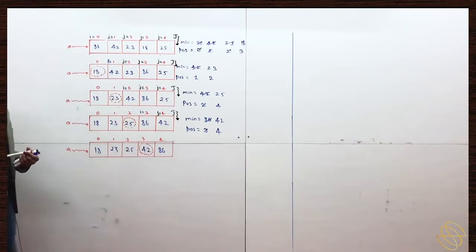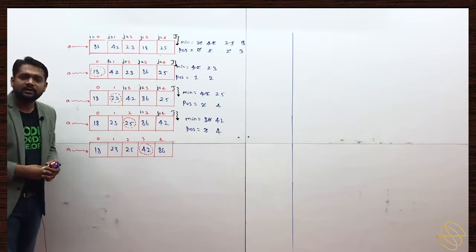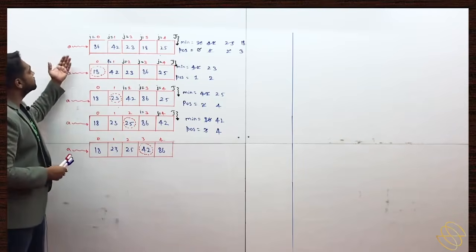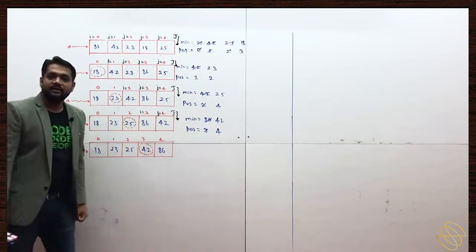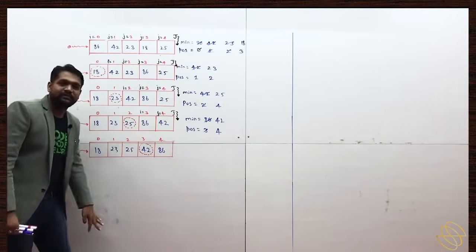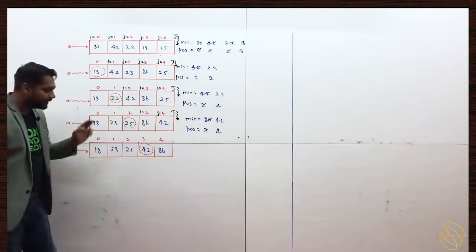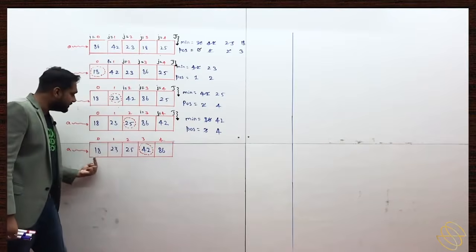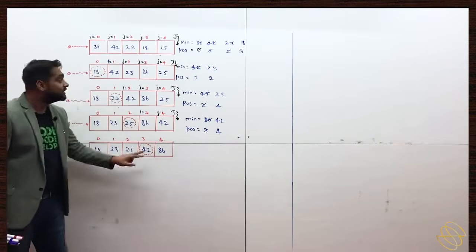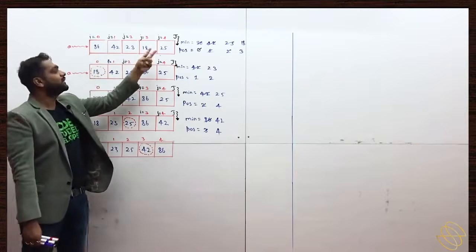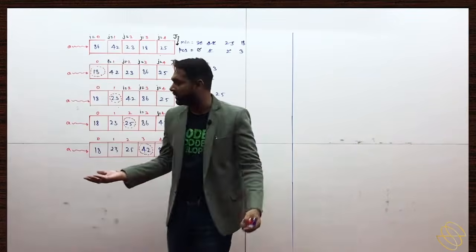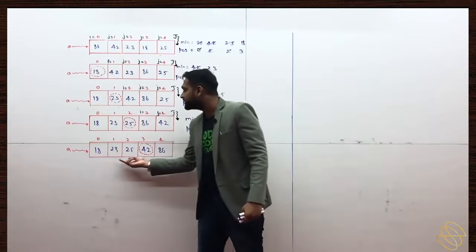And stop it. Why, sir? Because there are 5 elements. 4 elements' places we have given, which means the 5th element will occupy its position directly. So stop it. Now you see the elements in the array: 18, 23, 25, 42, 86. Initially what was it? 86, 42, 23, 18, 25. We are successful in arranging the elements in ascending order.